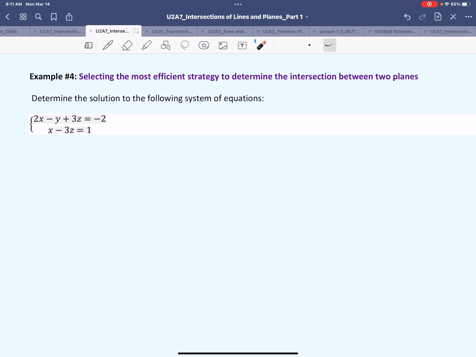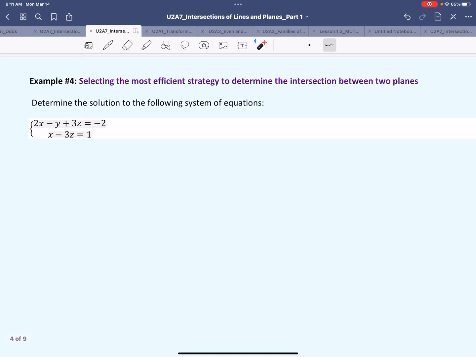Welcome back to lesson U2A7, where we're discussing the intersections made between two planes. In this case, we're using their normals to determine the number of possible solutions and how the two planes are positioned against each other. So in this case, we are given the scalar form of the equations of two planes, which we will call planes pi1 and pi2.